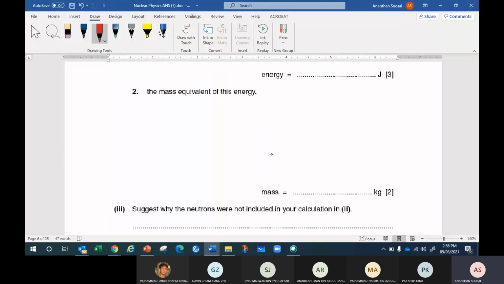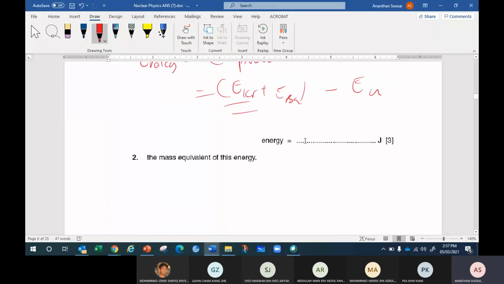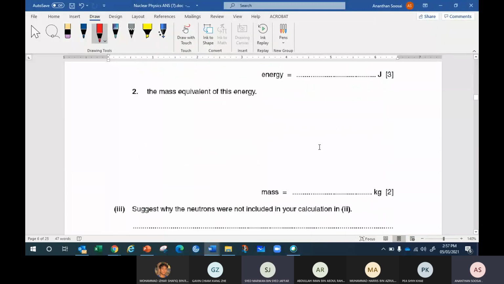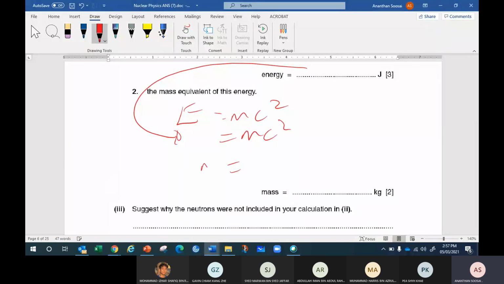So next, the mass equivalent of this energy. The energy release is equivalent to how much mass? Of course, the formula is E equals mc squared. Whatever energy you got is placed here, equals mc squared, and you get the mass defect. When you use E equals mc squared, make sure the energy is in joules, and the mass you will get is in kilograms. SI units.